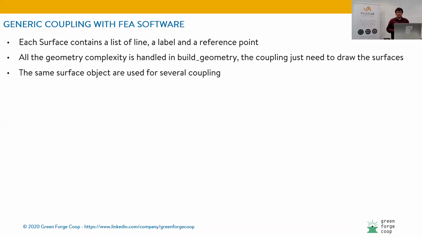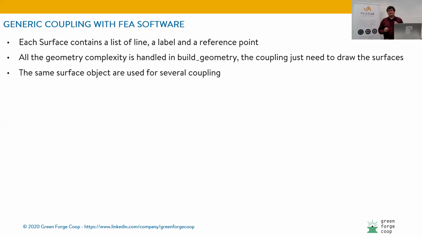And what is really interesting is that the lines and surfaces of the slot and lamination objects are something very generic in Pyleecan. So we have surfaces which are defined by a list of lines needed to draw it, a label, so we can know what this surface is, for instance a lamination, a magnet, and so on, and a reference point. The reference point is so you can add some properties in FEMM, for instance.